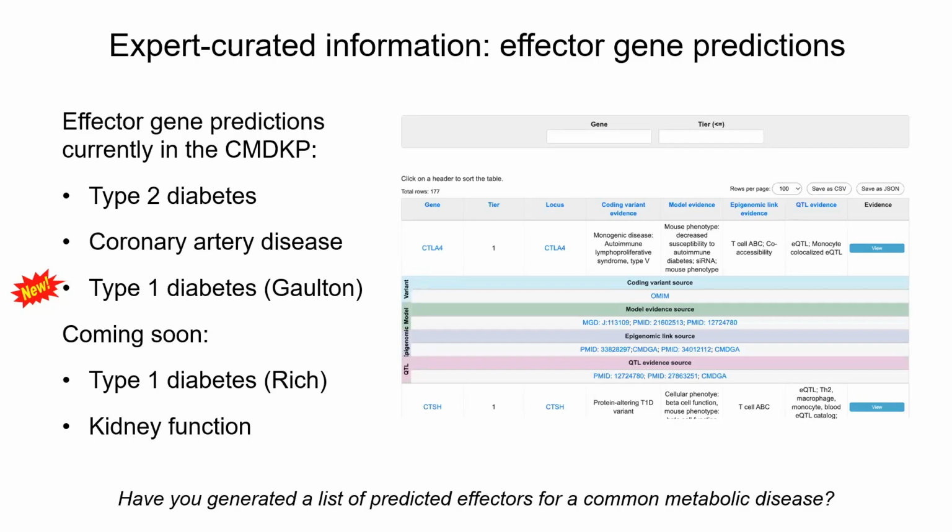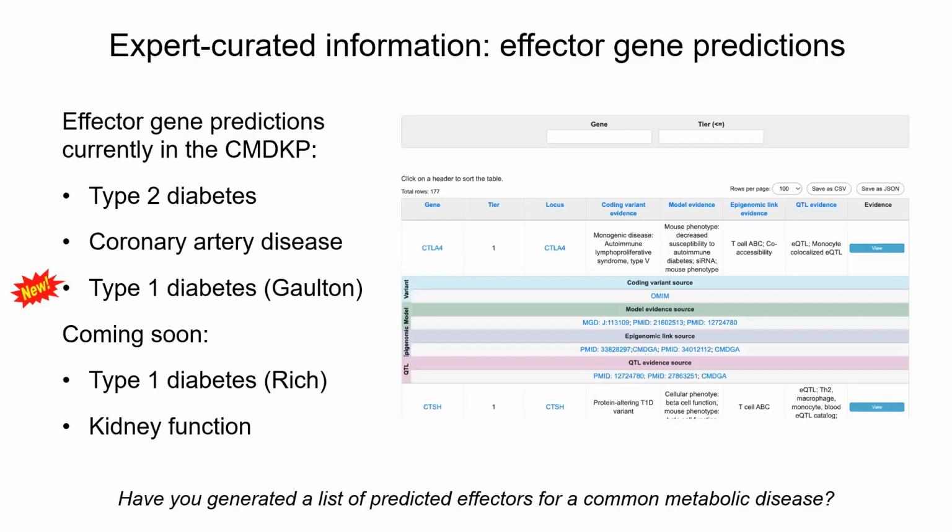So we are about to incorporate another list for T1D effectors that was predicted in Steve Rich's group. So it won't be the same as the one predicted in the Gaulton group. It'll be interesting to compare the two. They've used different types of evidence. We're also looking at incorporating some lists for kidney function. And I just heard Struan mention a couple of lists of causal genes.